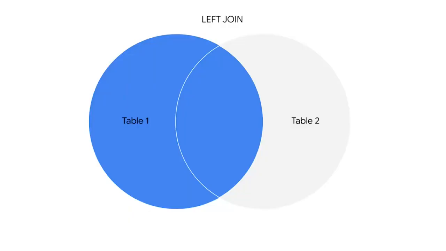In this diagram, you'll notice that the entire left table is colored in, and the overlap with the right table, which shows us that the left table and the records it shares with the right table are being selected. Each row in the left table appears in the results, even if there's no matches in the right table.